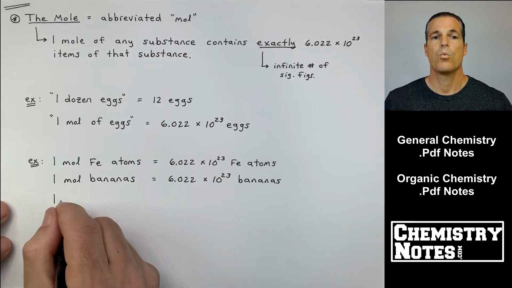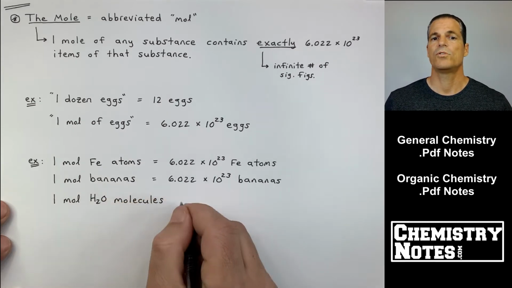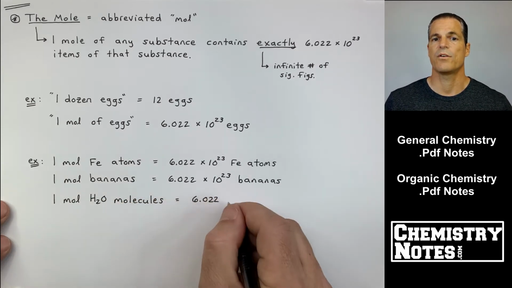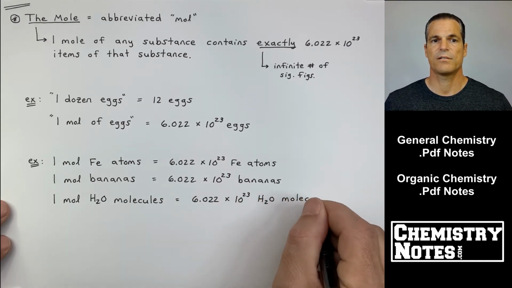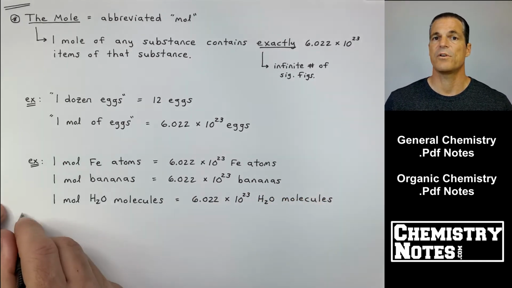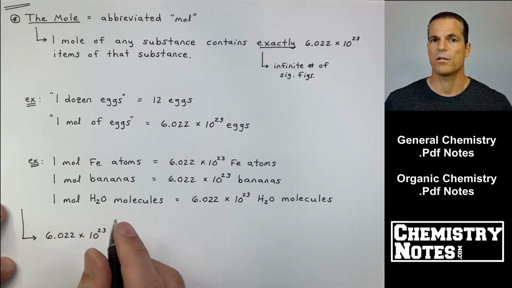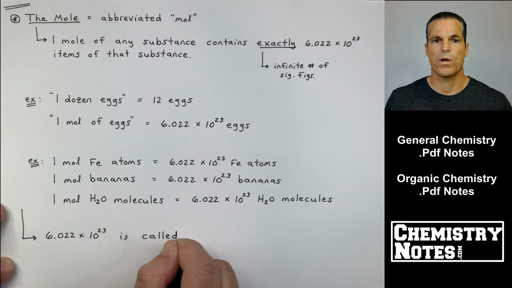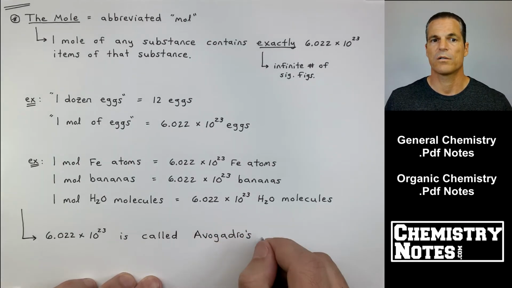Okay? 1 mole of water molecules, 6.022 times 10 to the 23rd water molecules. So in the first example there, iron, those are atoms. The third example, water, those were molecules. So Avogadro's number we often see in front of words like atoms or molecules.